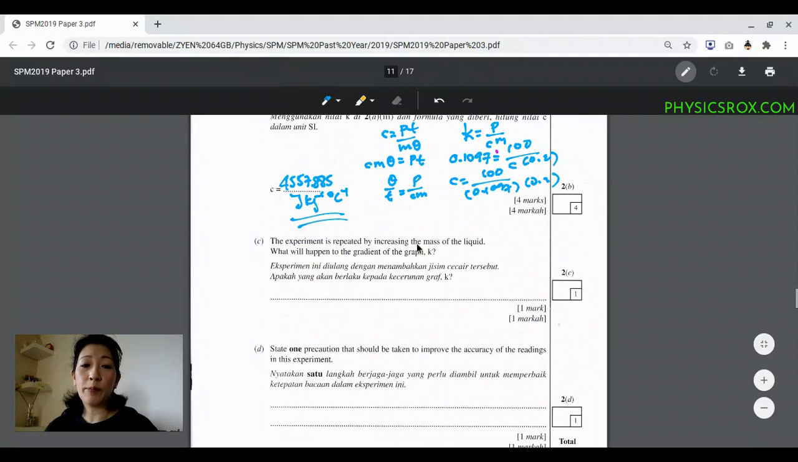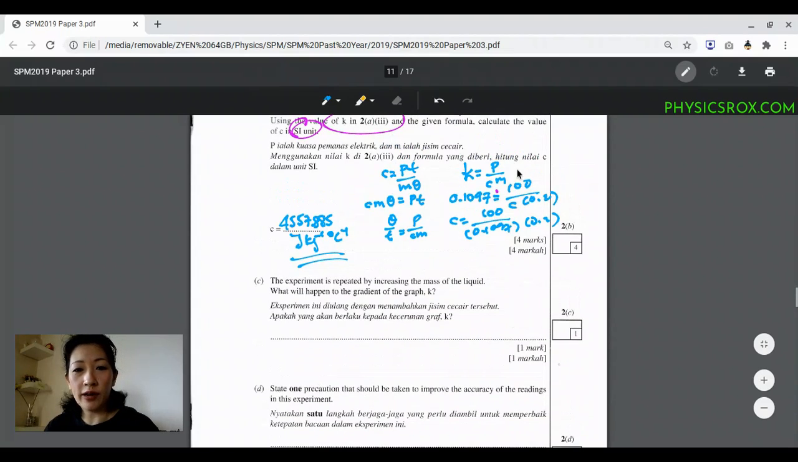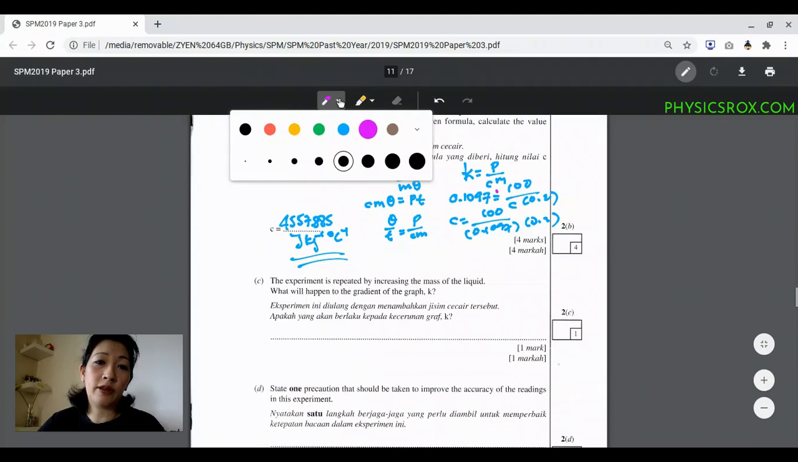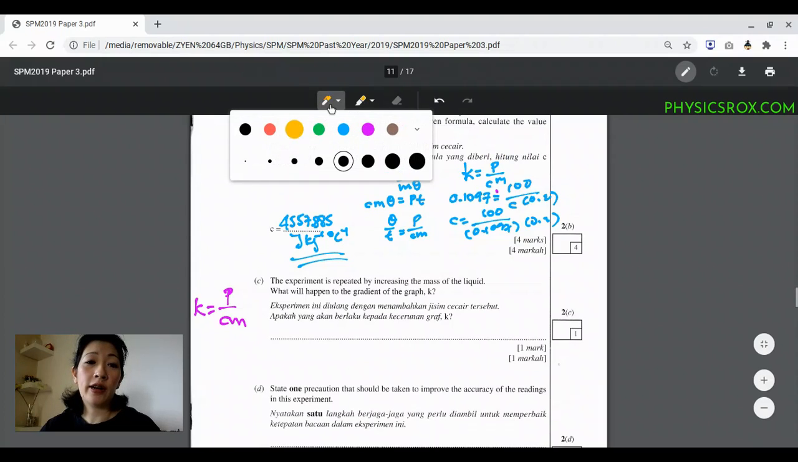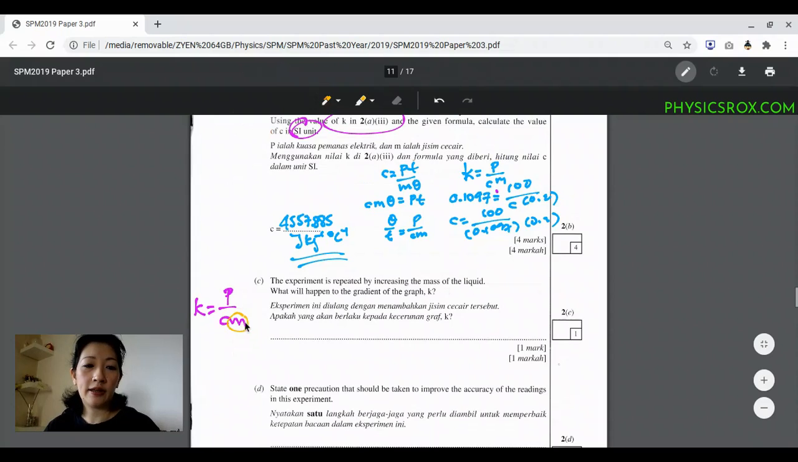Okay, so next. The experiment is repeated by increasing the mass of the liquid. What will happen to the gradient of the graph K? If you're like, oh my god, I don't know how to figure this out, what you can do is refer to what you've counted here. I'm going to scribble it at the side here as a reference. You don't have to do this in your actual paper. I'm just going to do this in purple. K equals P over Cm. I'm going to use this to show you how to figure this out. You've got to figure out, if the mass increases, how does K change? You can see that they're inversely proportional, which means that K decreases. And that's how you figure it out. You don't have to justify the answer. You just need to figure it out.